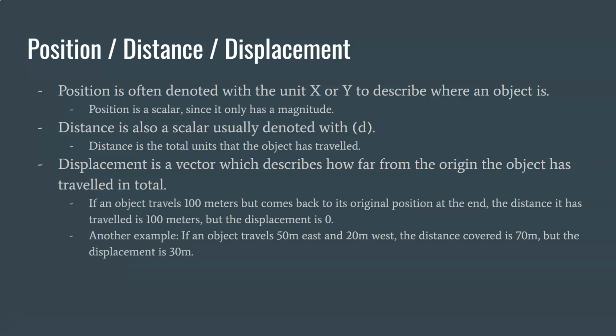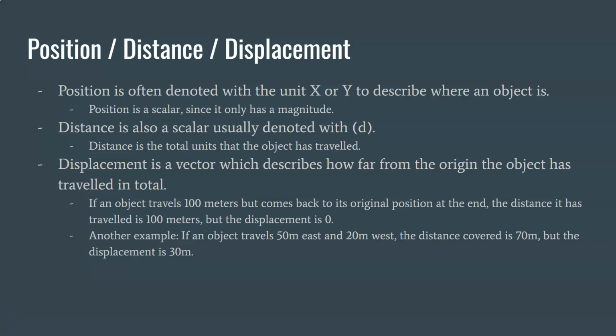So, example, if an object travels 100 meters but comes back to its original position at the end, the distance it has traveled is 100 meters, but the displacement is 0. Another example, if an object travels 50 meters east and 20 meters west, the distance covered is 70 meters, but the displacement is 30 meters, right? In the first one, if you just go in a circle, you've traveled 100 meters, that's your distance covered, but your displacement is 0. You've displaced 0 meters. You haven't traveled from anywhere at the end of the day.